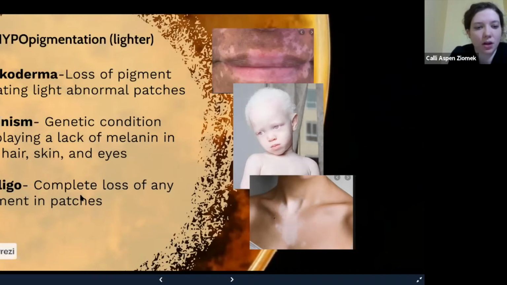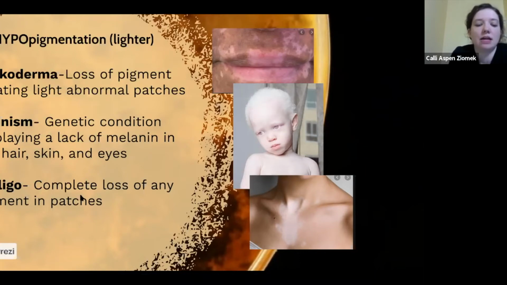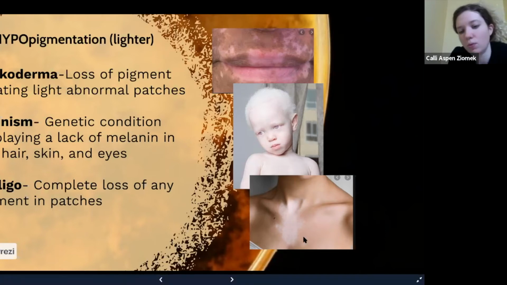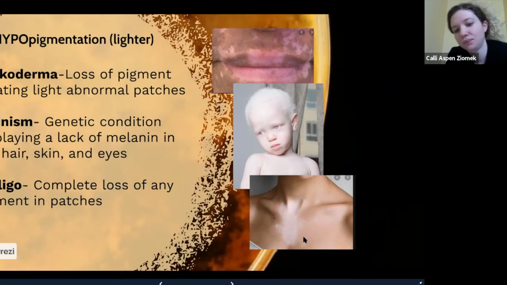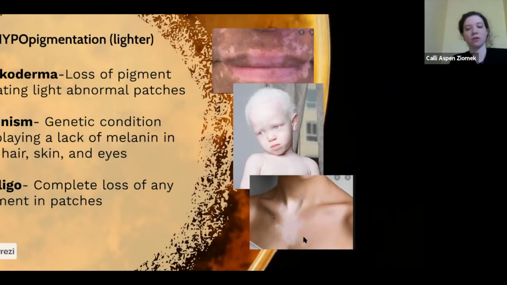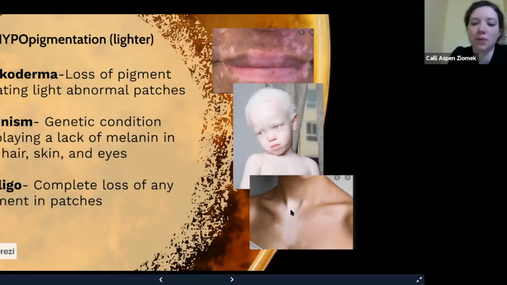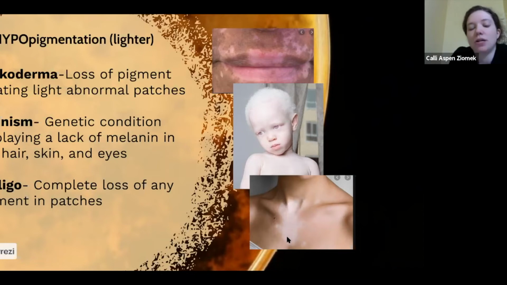With vitiligo, this is a complete loss of any pigment in patches. So this is what you see on this woman's neck right here. In small patches, she has a complete loss of any color. And it will actually get worse if she's in sun or anything like that. It will start to spread to more of her skin.